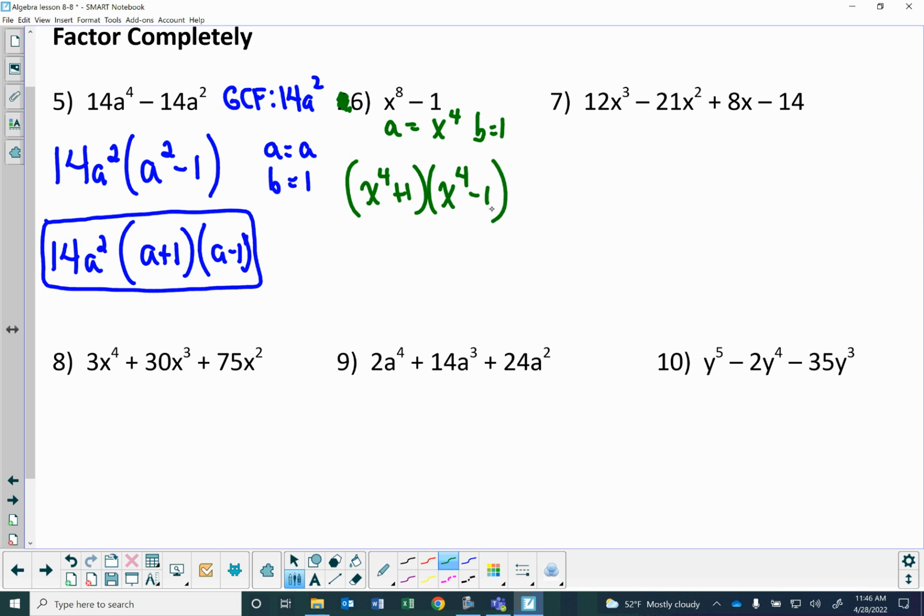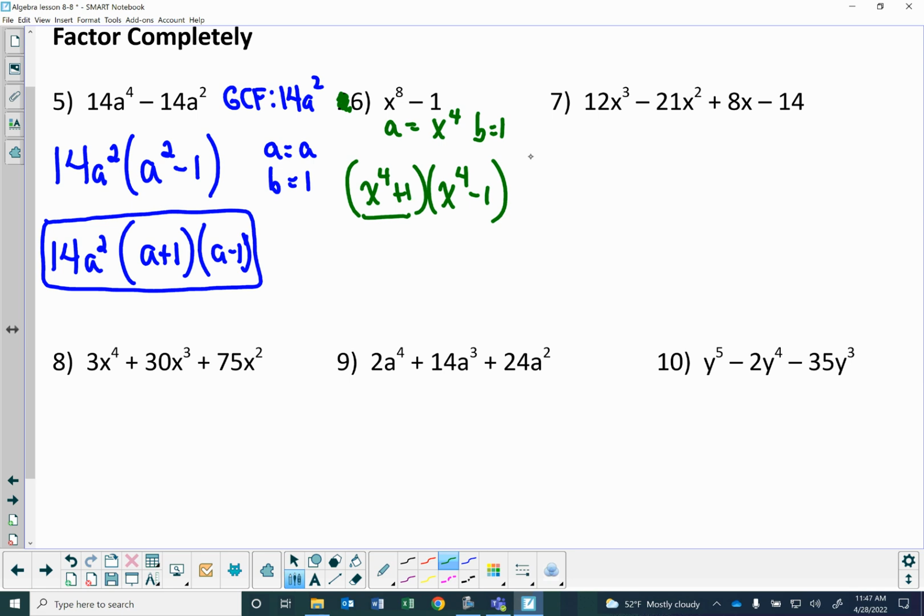So I have 2 binomials here. X to the 4th plus 1. Well, x to the 4th is a perfect square. 1 is a perfect square, but there's not a minus sign between them. So x to the 4th plus 1 is not going to factor again. So I'm just going to underline it because that does not factor again. But x to the 4th minus 1 does.